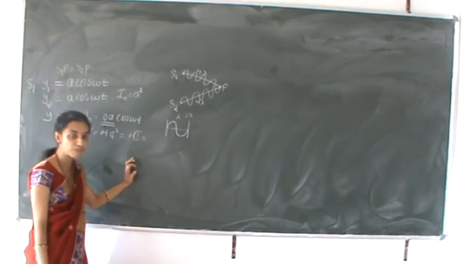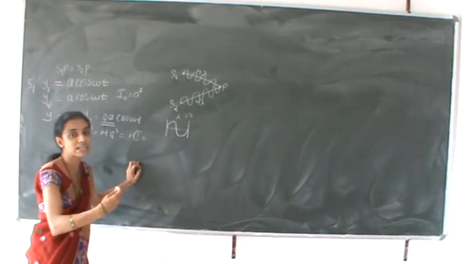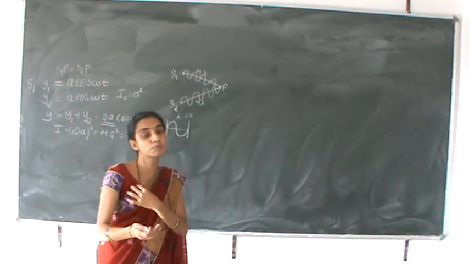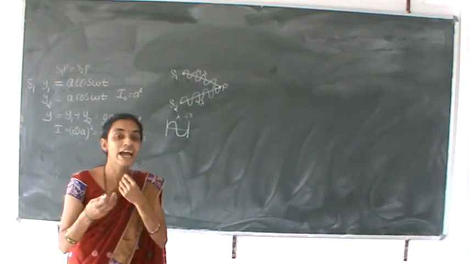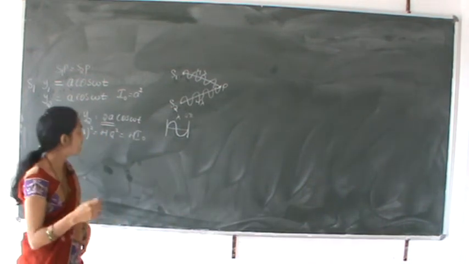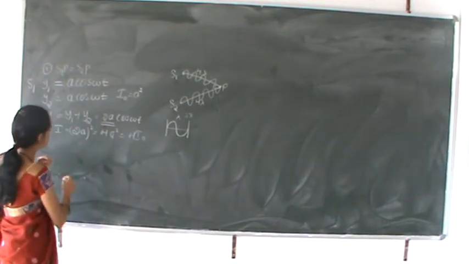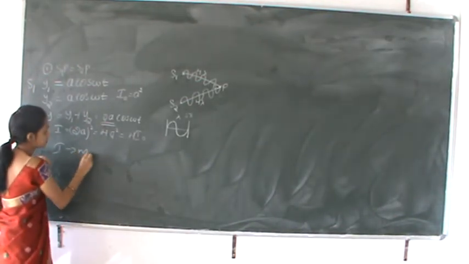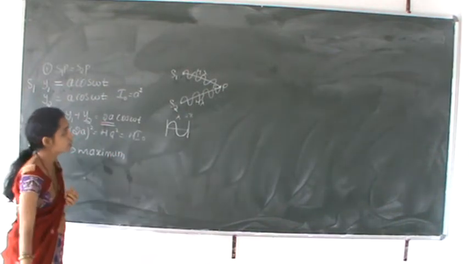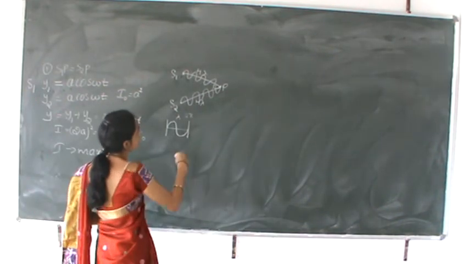In this case, if the phase difference is 0, what about the intensity? The intensity will be maximum. Intensity is maximum means which type of interference? It will be constructive superposition, or constructive interference. That was one case, where I is maximum. Next, one more example.